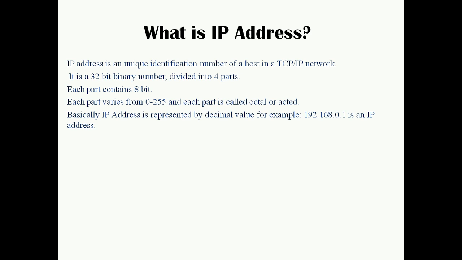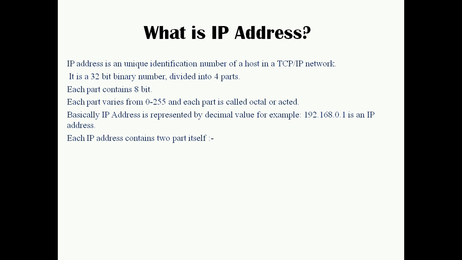Host is the device which will use an IP address, and TCP/IP is the protocol suite used by a particular network platform. Your IP address will be a 32-bit number and will be divided into 4 parts, and every part will be of 8 bits, and it can vary from 0 to 255. And we call every part an octal or octet. Basically, an IP address is represented in decimal value. For example, 192.168.0.1 is an IP address.